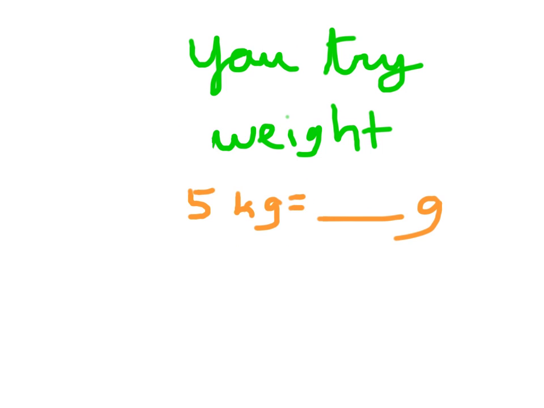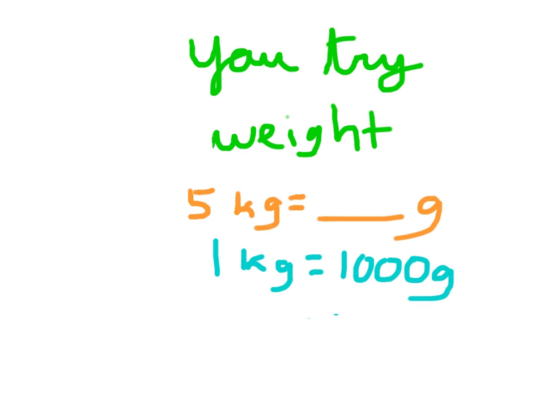Here's a weight problem for you to try. 5 kilograms equaling how many grams? Write down that relationship if you need to. Hit pause while you're working. Did you write down the relationship that 1 kilogram equals 1,000 grams? So that 5 kilograms equals 5,000 grams? Hopefully you did. And I placed the comma in there as well.